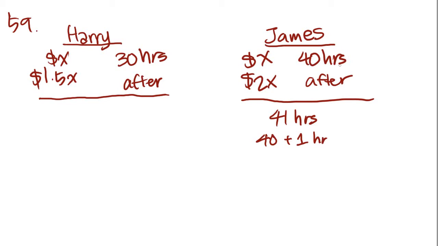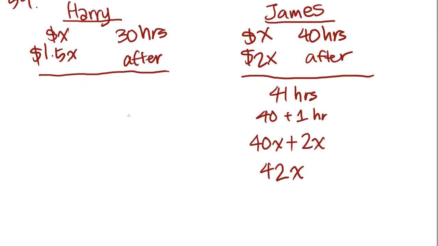So 41 hours. That means he worked 40 hours plus one additional hour. And we know that for the first 40 hours, he makes X dollars. So 40X dollars for the first 40 hours. And for that additional hour, he makes 2 times that. So he made an additional 2X. Added together, that's 42X. So James made 42X dollars. Now we have to figure out how much Harry made, or how many hours Harry worked. We know that Harry made the same as James, so Harry made 42X.